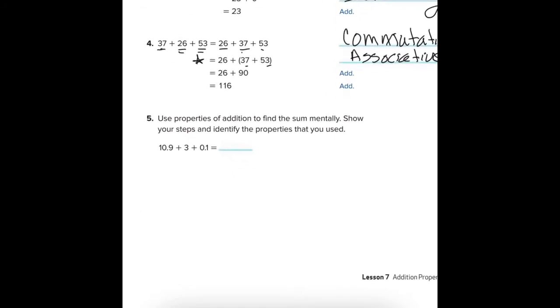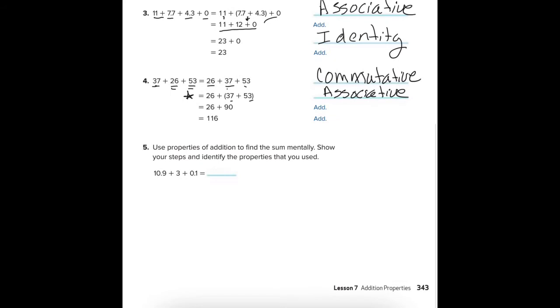Okay, hang with me, guys. You can do it. Just make sure you write little so there's room for everything, okay? So we have this number. We have 10.9 plus 3 plus 0.1, 1/10. Now, the commutative property, well, let's put that down first. We can just change the order.